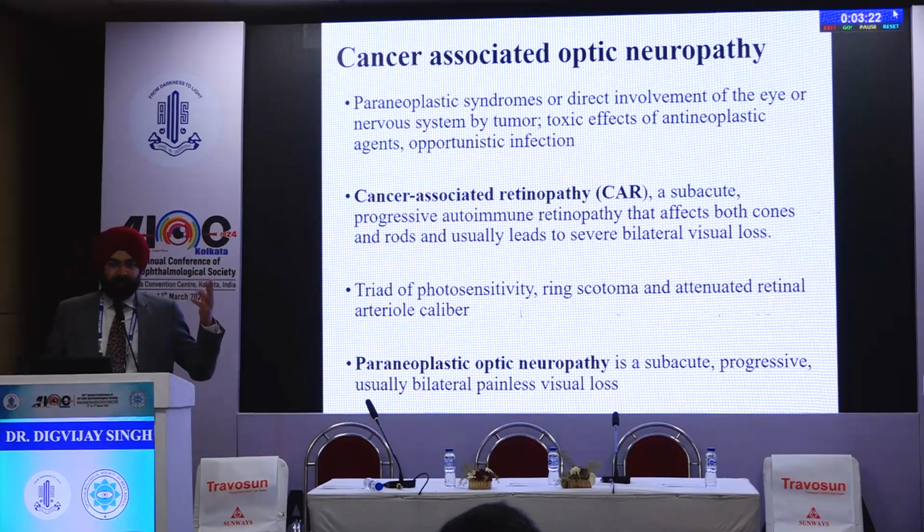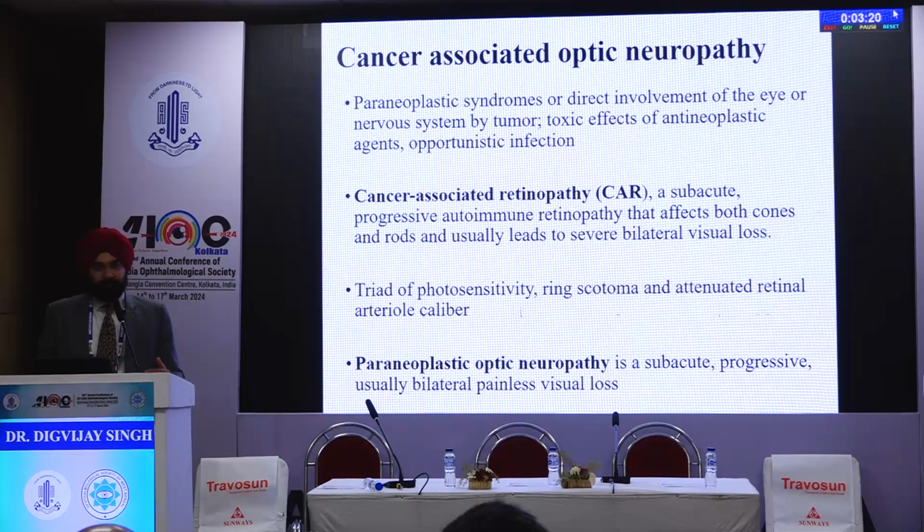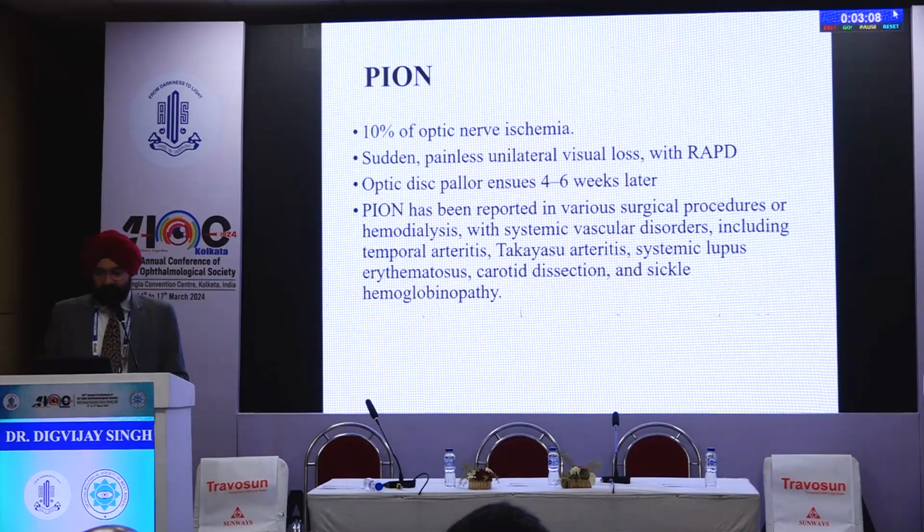Rarer optic neuropathies, which I see sometimes in the multi-speciality hospital, could be cancer-associated neuropathies. These are paraneoplastic syndromes. Also, there could be associated maculopathies, and these again need to be recognized in the background of the disease that they're actually in.